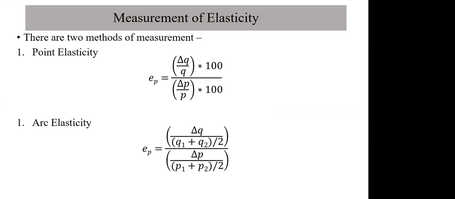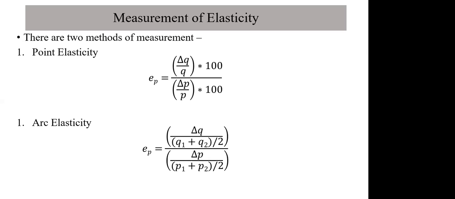In the point elasticity formula, delta Q is the change in the quantity demanded and Q is the original quantity which the consumer was previously purchasing before the change in the price, into 100. And in the denominator, there is delta P, which is the change in the price level, divided by the initial price level, into 100. So this formula gives the value of point elasticity at a particular point.